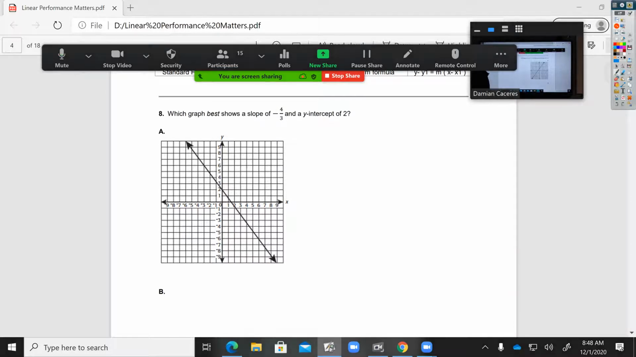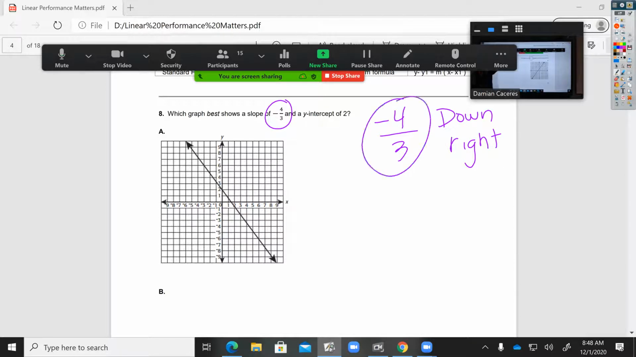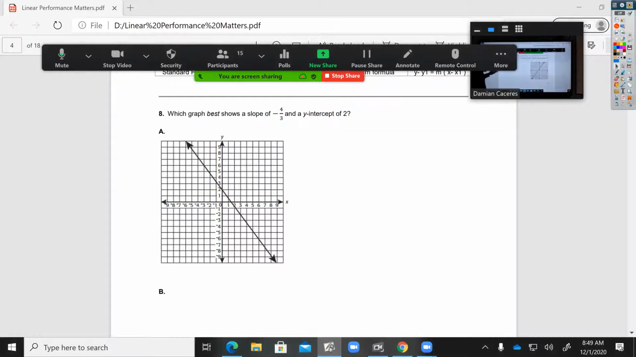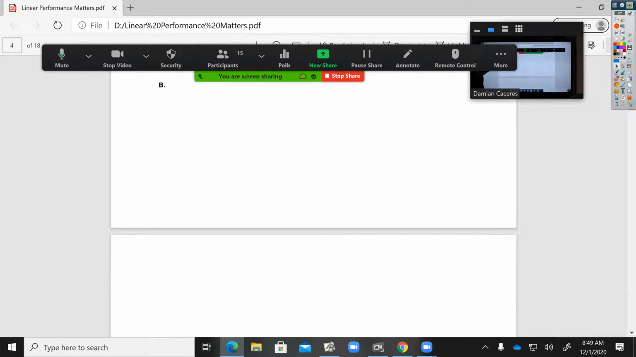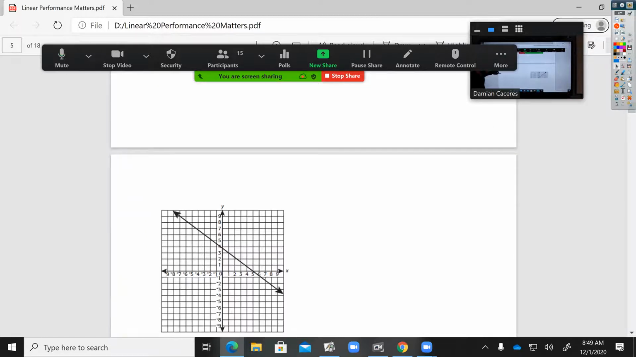Alright, so in this case, we have to select from 4 graphs. They tell us the slope is negative 4 over 3. So negative 4 over 3 would be down 4, right 3. So we just need to mark 2 points and see which one has this pattern. You with me? And also it says that it has a positive 2 Y-intercept. So the easiest one to check is the Y-intercept. So let's just go down and check if any of them have the wrong Y-intercept.